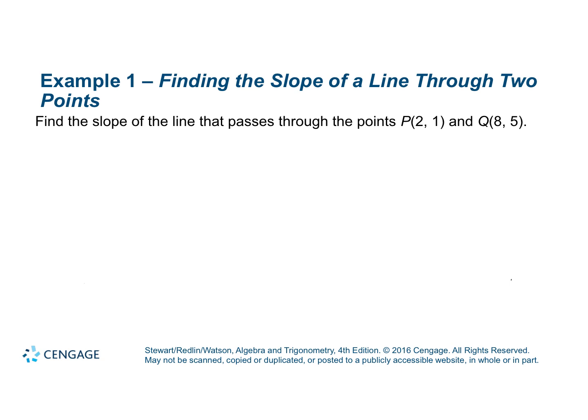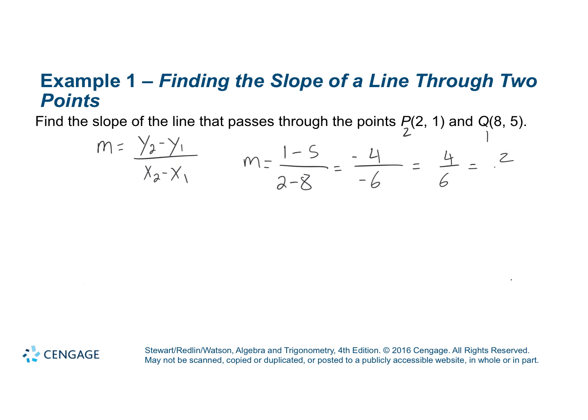Finding the slope of a line through 2 points. They want us to find the slope of a line that passes through points P and Q. The slope formula is m, which stands for slope, is y2 minus y1 over x2 minus x1. As long as you choose your 2's and your 1's to be consistent, you will get the same slope. I'll show you. For the first one, I'll choose P to be 2 and Q to be 1. So it's going to be 1 minus 5 over 2 minus 8. So it's going to be negative 4 over negative 6, which simplifies to 4 over 6, which simplifies to 2 over 3.